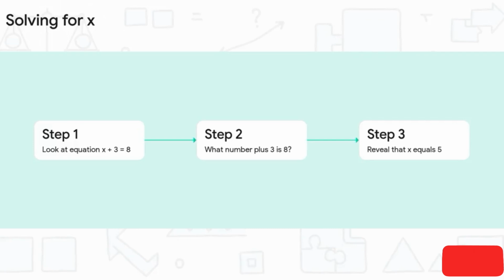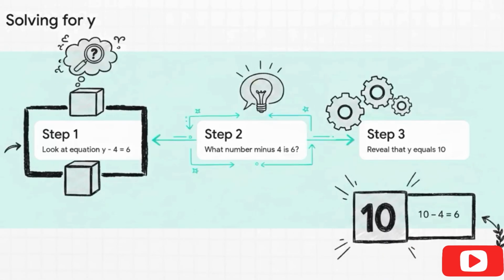And step 3, the reveal. X equals 5. Because 5 plus 3 is 8. Boom! You just solved an algebraic equation. Let's try another quick one.